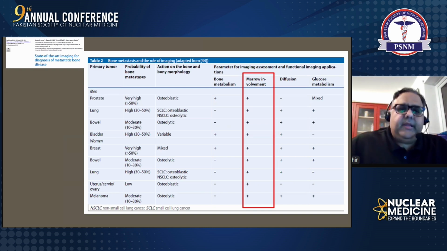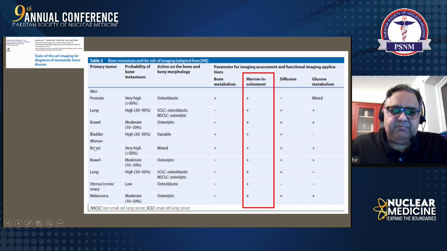Same paper, they have looked at various malignancies. You can see prostate, lung, bowel, bladder, and then breast, bowel, and lung in females, and the GU malignancies. And you can see that the marrow involvement is in all these metastases coming from all these different malignancies. While there can be some involvement of the bone, as we can see in the prostate gland, so the lesions are mixed, more mixed. Breast has also got mixed, but marrow is the consistent site of what we call bone metastasis.